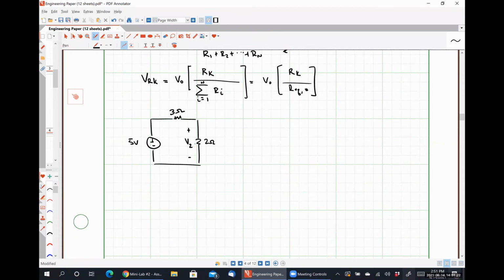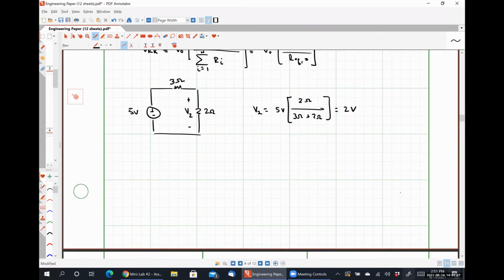And I want to find out what that voltage V2 is. Applying voltage division, I can say that V2 is just 5 volts multiplied by 2 ohms divided by 3 ohms plus 2 ohms, which is equal to 2 volts. No current had to be solved for at all. Now you may say, well, this is quick and arbitrary and easy. We could have just solved for the current and then figured it out from there very simply.